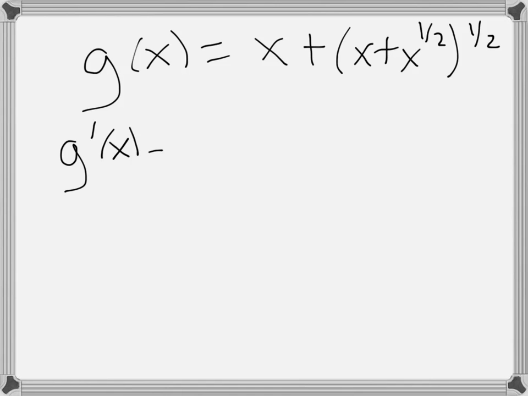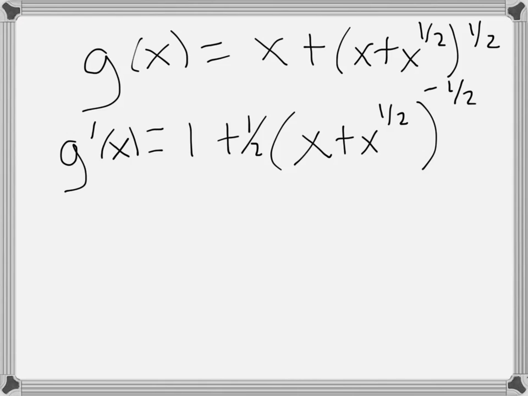So I just want to take this derivative, and the first piece, just the x, that derivative is just 1. And then the next part requires the chain rule, and again, x plus x to the 1/2 is all inside the square root power. So I do the power rule on the 1/2, and I leave what's inside, and then I multiply by the derivative of what's inside. Well, the derivative of what's inside is 1 plus 1/2 x to the minus 1/2. So there is my derivative for g prime.